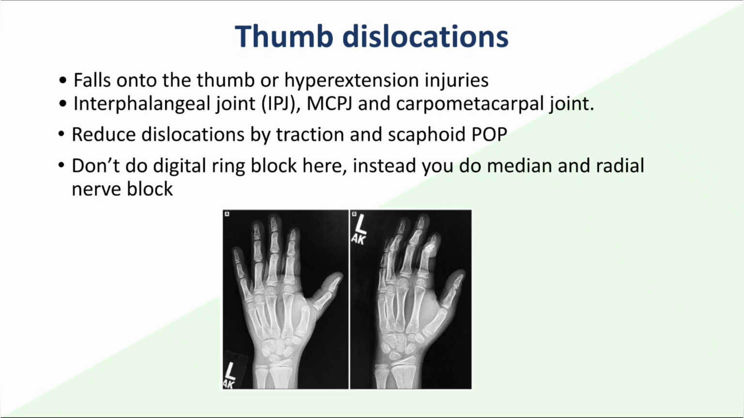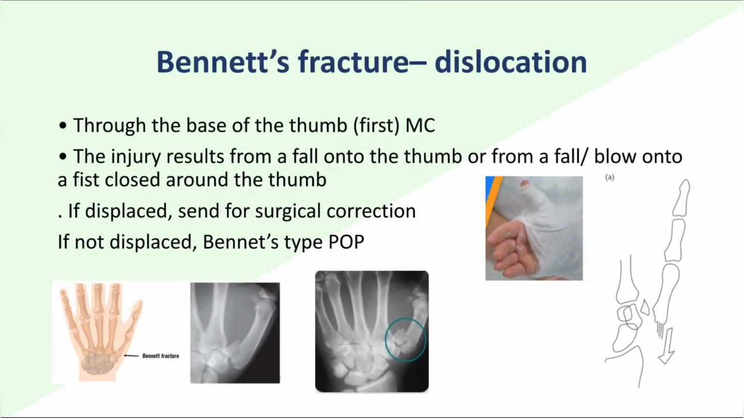Thumb dislocations are usually caused by a fall onto the thumb or a hyperextension injury. There will be interphalangeal joint or carpometacarpal joint dislocation. So reduce the dislocation by traction and scaphoid POP. Don't do a digital block here. Don't do a digital ring block. Instead, you may do a median or radial nerve block or give appropriate anesthesia to the patient or pain management.